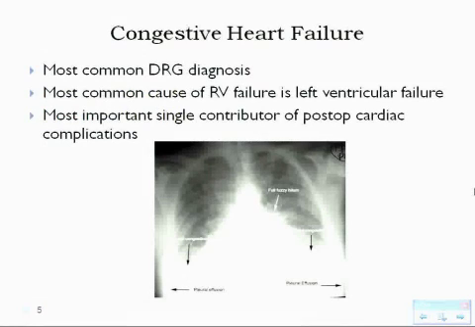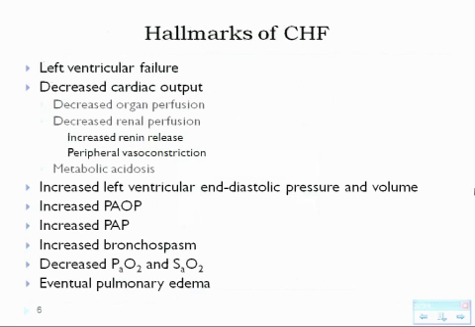But congestive heart failure, which is basically left ventricular failure, is the most common DRG diagnosis in the United States. The most common cause of RV failure is actually left ventricular failure. Usually, because the ventricles are in series, when the left ventricle fails, eventually the right ventricle will fail. So it's really the most important contributor of postoperative cardiac complications, because the left ventricle will show signs of ischemia more rapidly than the right ventricle most of the time, and also increasing volumes and switching from positive pressure ventilation to spontaneous breathing can put people in failure as well. I'll talk about that a little later on.